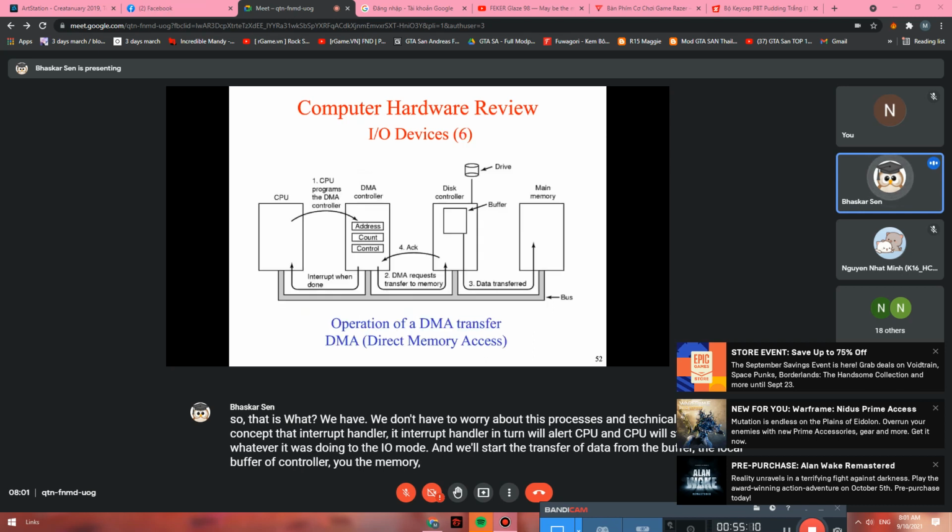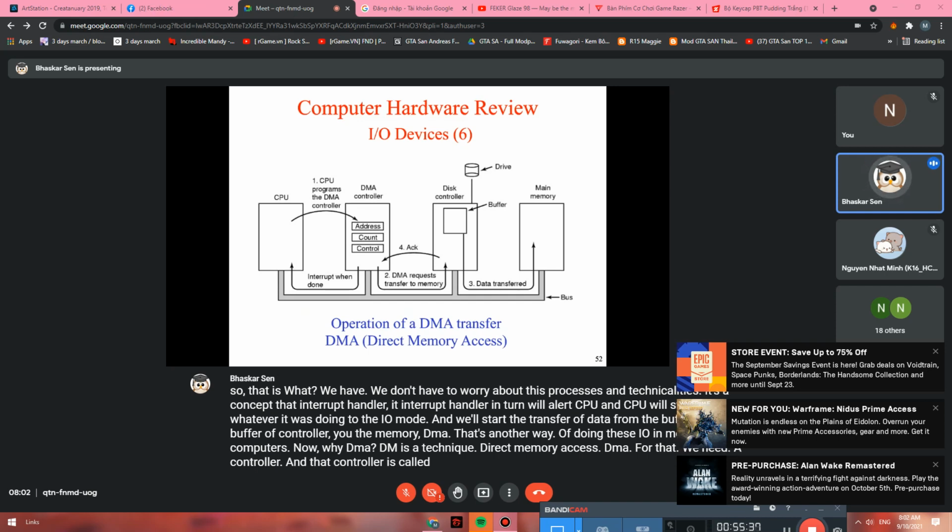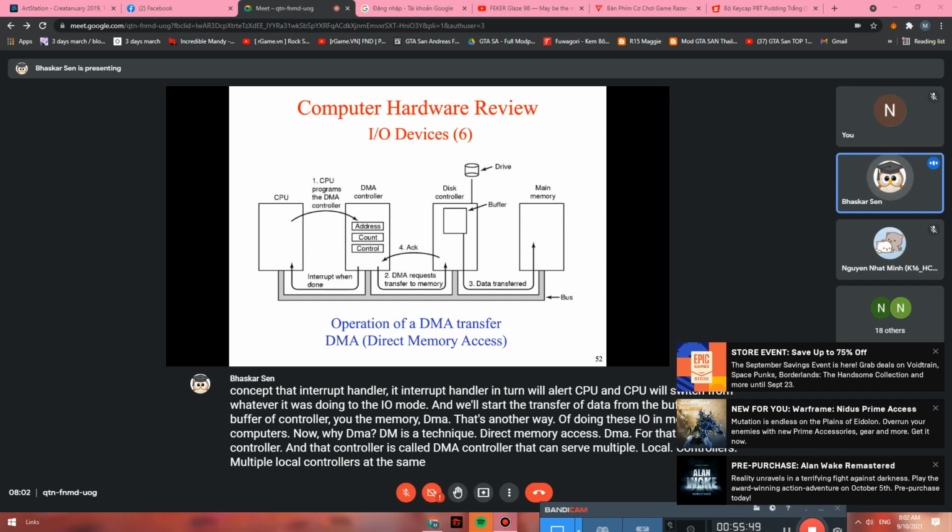DMA, that's another way of doing these I/O in modern computers. Now, why DMA? DMA is a technique, direct memory access. For that, we need a controller, called the DMA controller, that can serve multiple local controllers at the same point of time. Now the question comes: why do we need DMA?